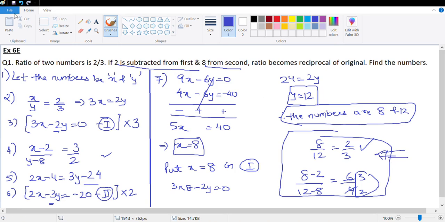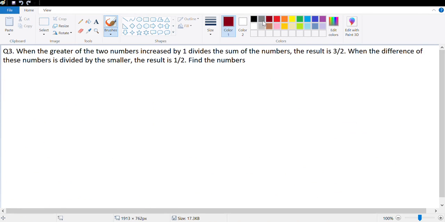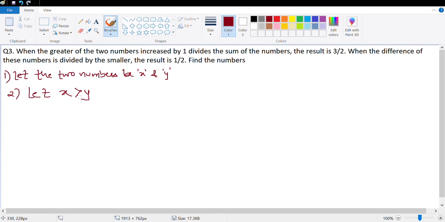Good, let's look at the next one. The next one that we do is question number 3. It says when the greater of two numbers increased by 1 divides the sum of the numbers. Okay, so let the two numbers be x and y, and they are saying greater of the two numbers. So let x be more than y. So these are the two assumptions that we've taken.